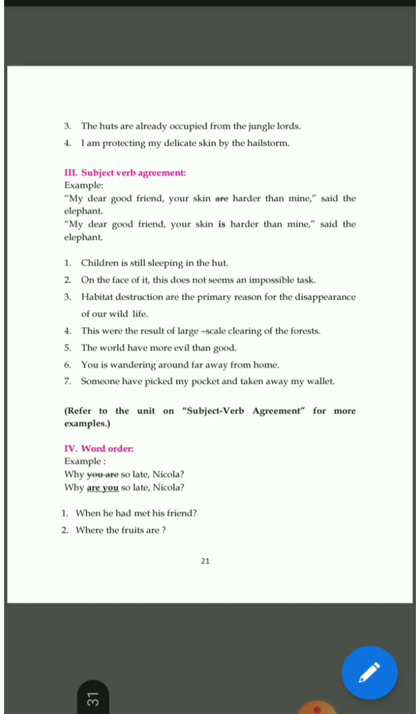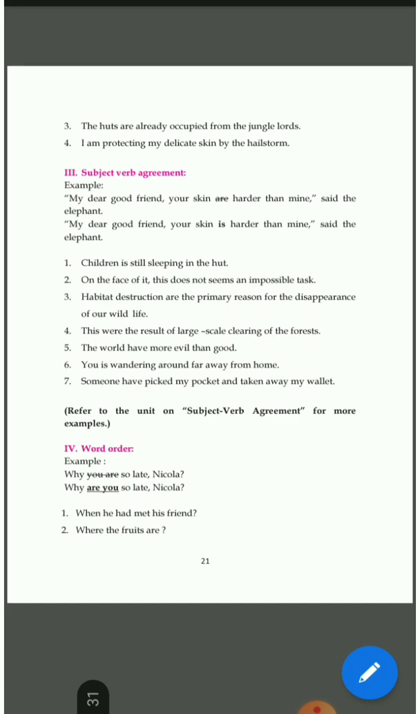Next one, I am protecting my delicate skin by the hailstorm. Look at that, you have to change the preposition here. In the third sentence they have given from, but it has to be by. In the second sentence it has to be from, but they have given by. So we have to understand the difference between by and from. Here, I am protecting my delicate skin from the hailstorm, not by, from the hailstorm.